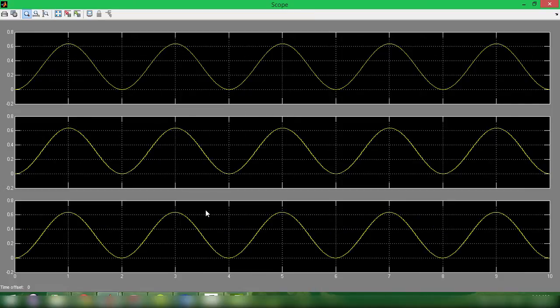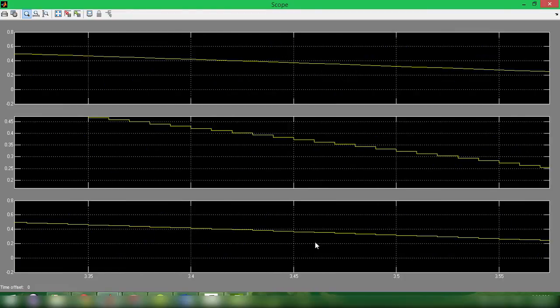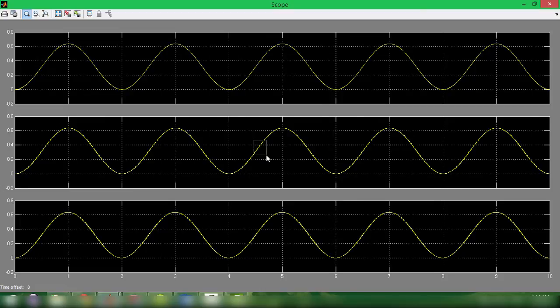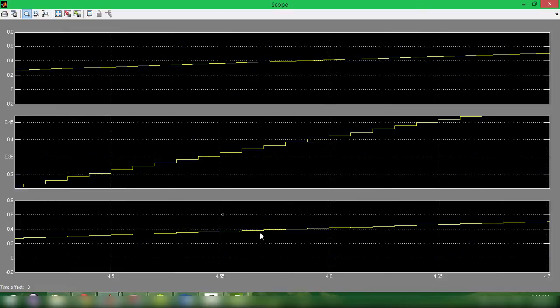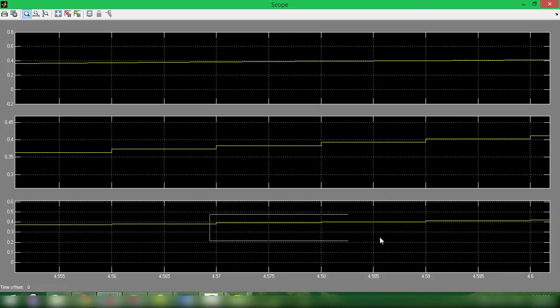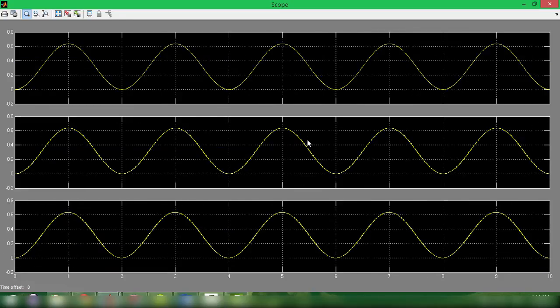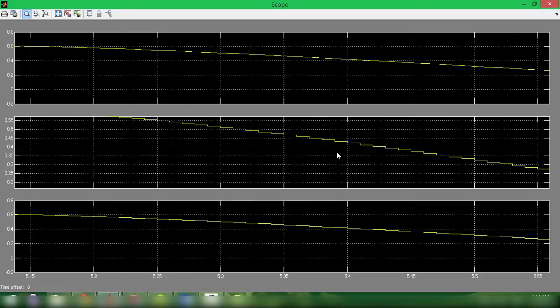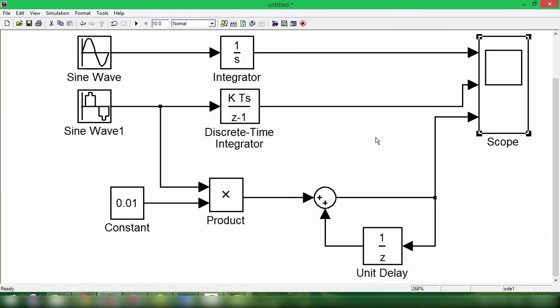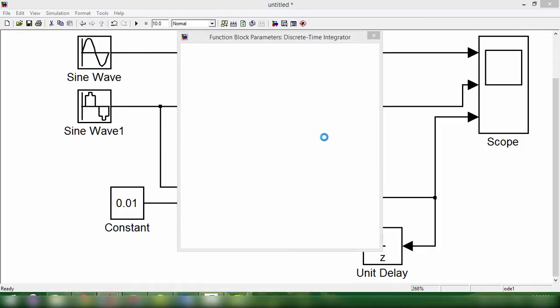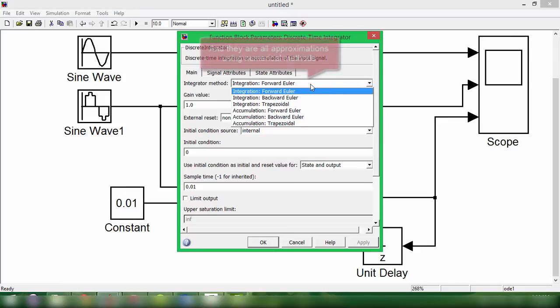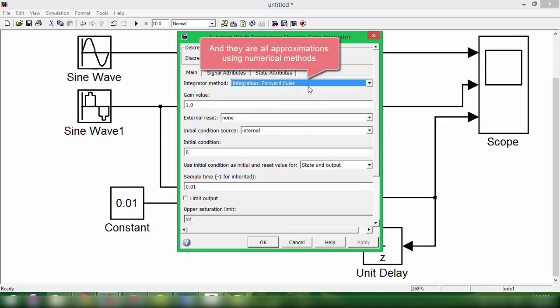Isn't that cool? It's clear that the three plots are almost similar. The second and the third are supposed to be discrete, and that's what we see here. This is discrete, and this is also discrete. If you zoom in more, to this sample, you can see that both of them are discrete. But there are slight differences between the second and the third, and this is due to the method used to calculate the integration. In the discrete time integrator, the forward Euler method is used. You may choose other methods from this list here.